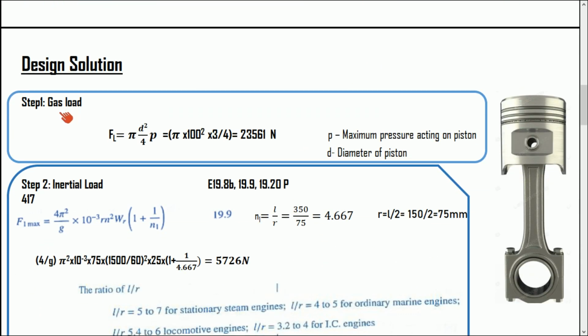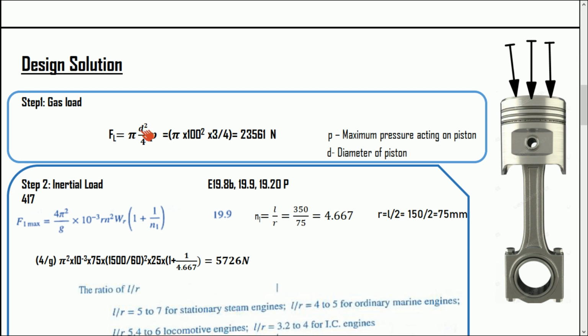In the initial step, we will be calculating the gas load. Gas load is nothing but when the petrol or the diesel or the medium of combustion gets ignited, a large amount of pressure is exerted on the top of the piston like this. This is the piston head. So this pressure pushes the reciprocating piston downward and thereby transmits the forces to this connecting rod. So the gas load is nothing but pressure into area.